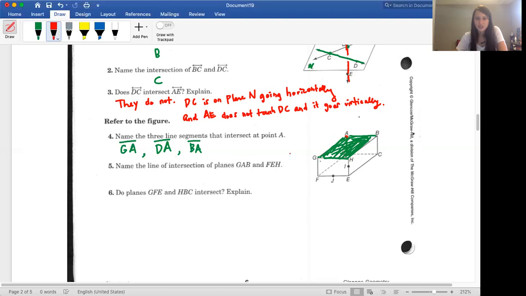FEH, that's right here. I'm going to use a highlighter so we can still see what's going on. Here's FEH right here. This plane, saying name where they intersect. Well, don't they touch right here? That's where they intersect. Remember, where they intersect is a line, so we're going to say it's line GH.